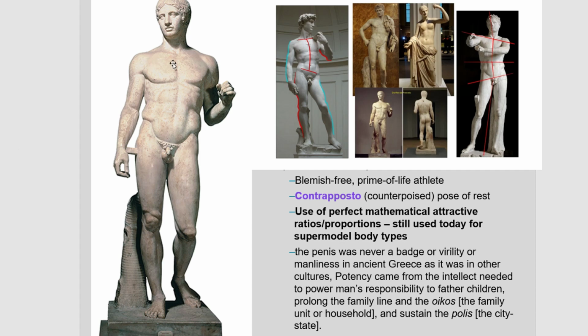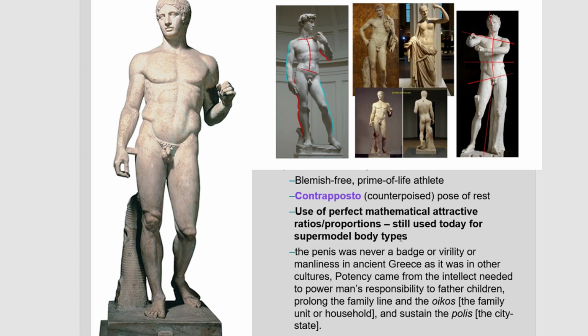This term of using the bending of the hips and then that sort of counterbalance with the shoulders is called contrapposto. You might have heard that. And that's the ability to show something at rest and also in motion.